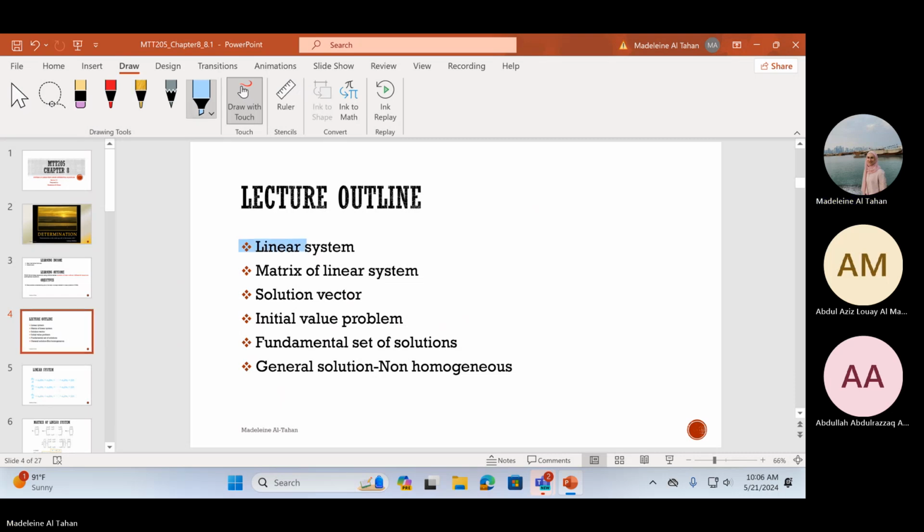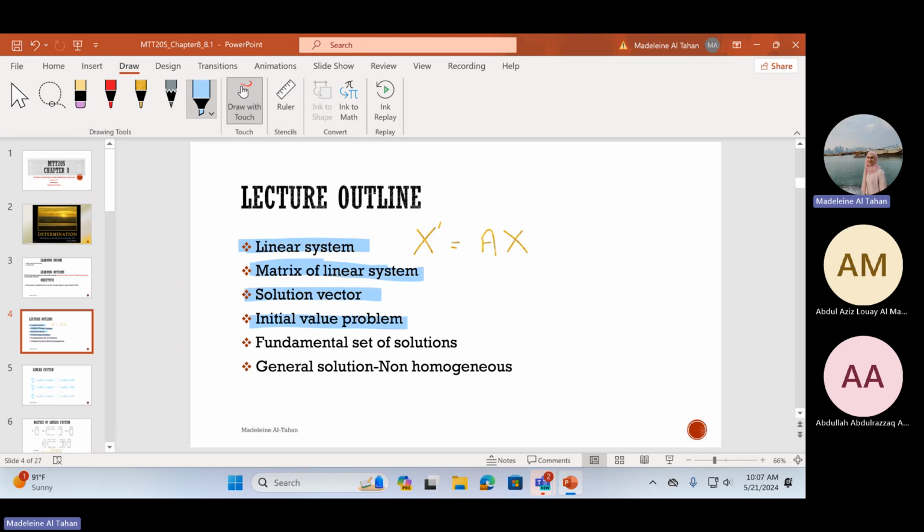So we defined what we mean by a linear system. We wrote it as, we know how to go from matrix form to linear system. We talked also about the matrix of the linear system. We talked about the solution vector in which we substitute and get left equal right. We talked about the initial value problem and the existence of a unique solution. And the existence of a unique solution depends on continuity. And now we still have the fundamental set of solutions, and we have the general solution of the homogeneous system.